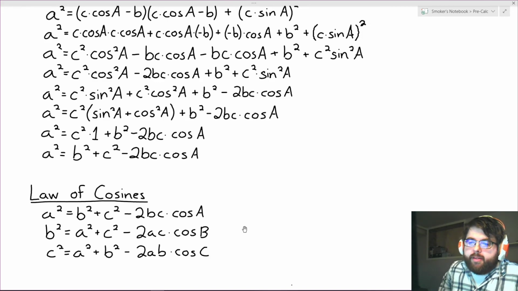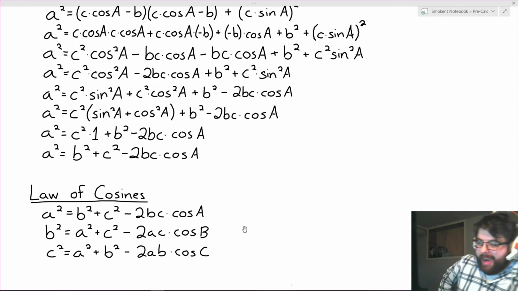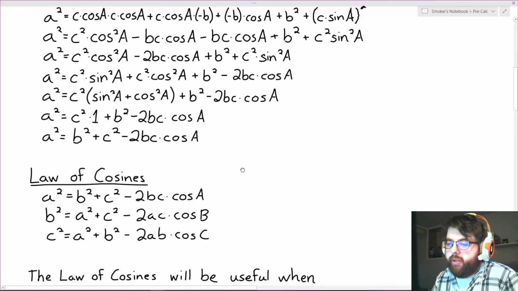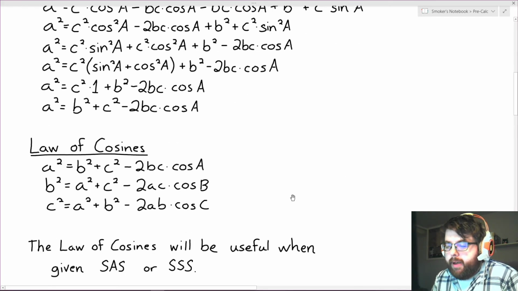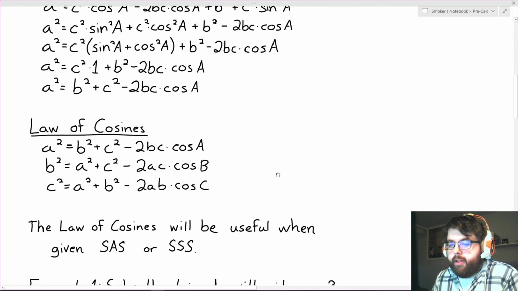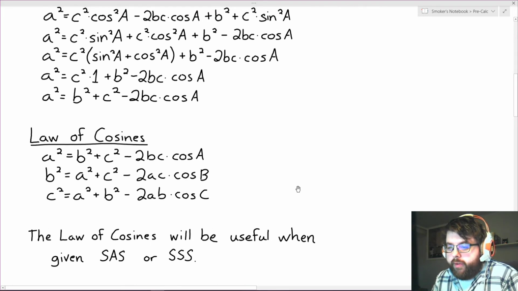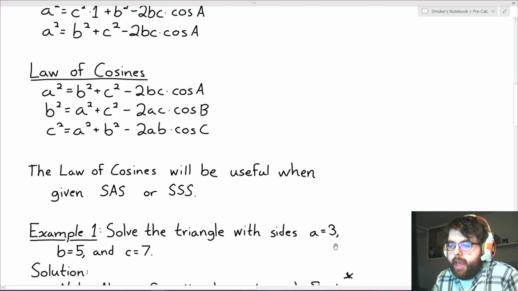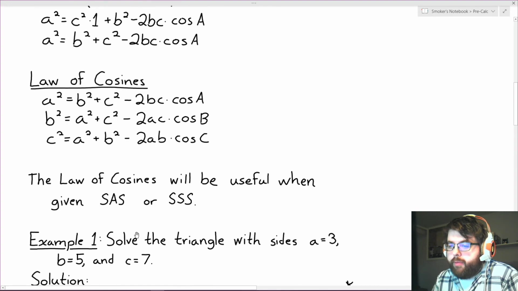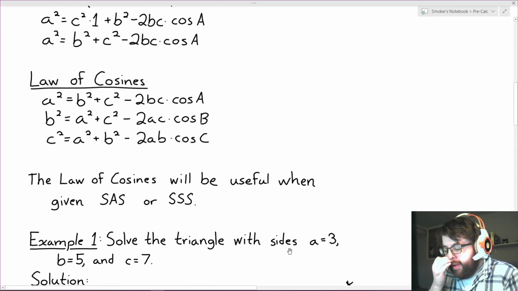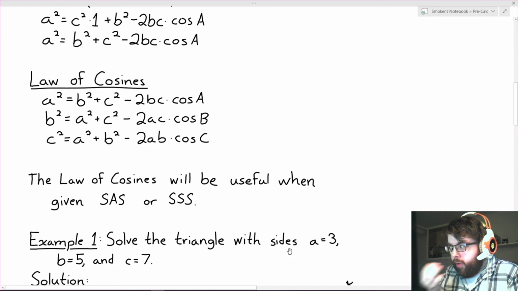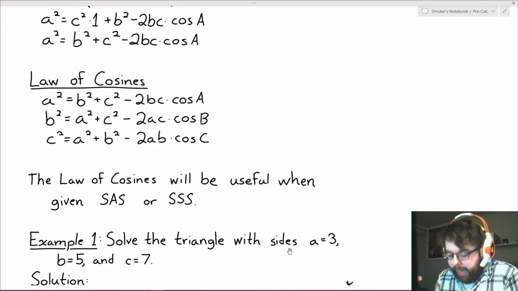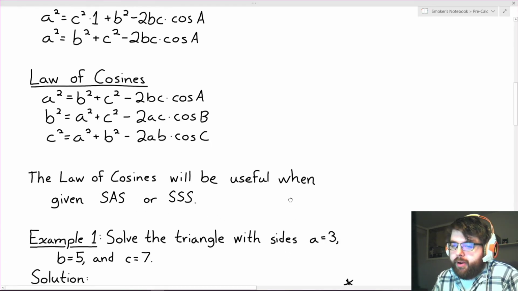But it does enable us to find things that law of sines does not give us the power to find. This is what I was going over. Law of sines will be useful when we're given side, angle, side, or side, side, side. It is helpful to look at a problem and say, oh, that's a side, side, side. If I know that, then I can be prepared to use the law of cosines. Or if I know it's a side, angle, side, I can be prepared to use the law of cosines.